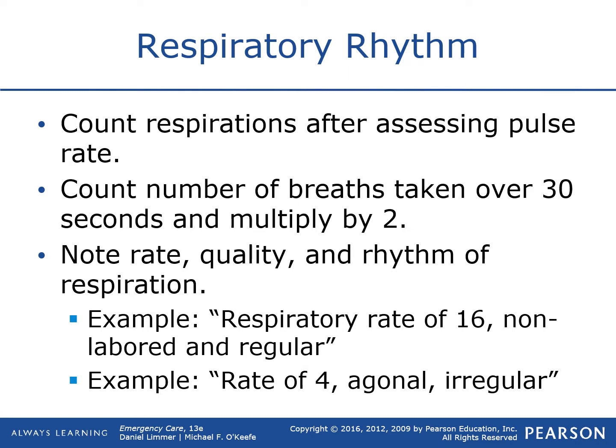Again, a normal finding is someone with a respiratory rate between 12 and 20. So 16 is what we find in a lot of adults. And we look for non-labored effort and regular rhythm. So that would be a way that we'd say a respiratory rate of 16, non-labored and regular. An example of a not normal rhythm or respiratory effort would be a respiratory rate of 4, agonal effort, and irregular rhythm. So that would be someone who we actually have to ventilate.